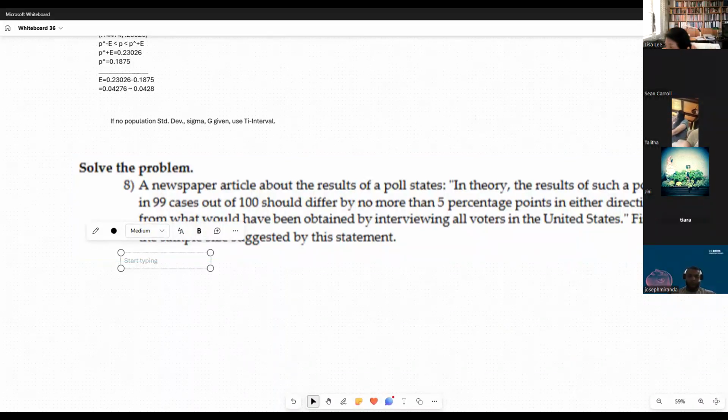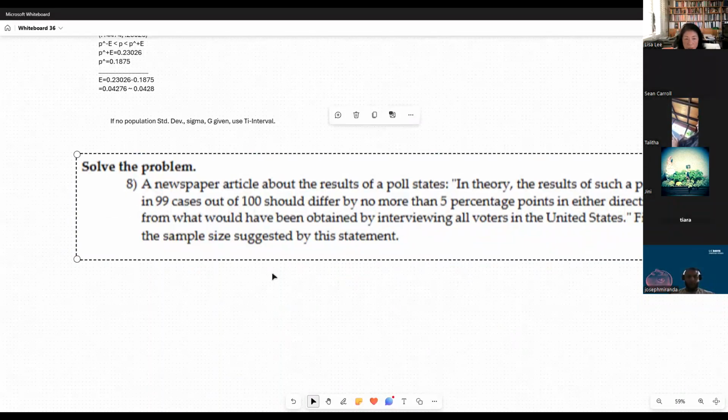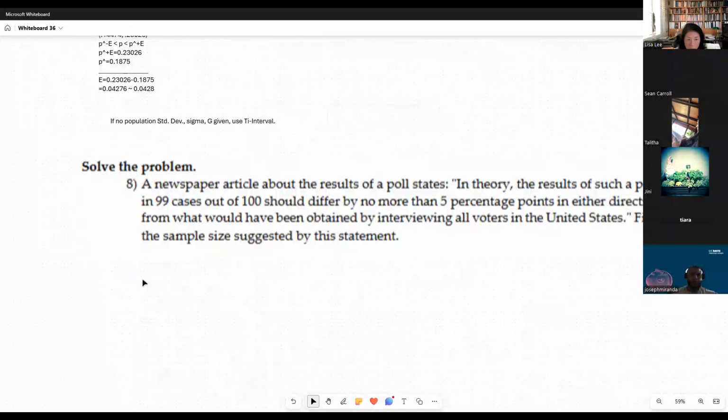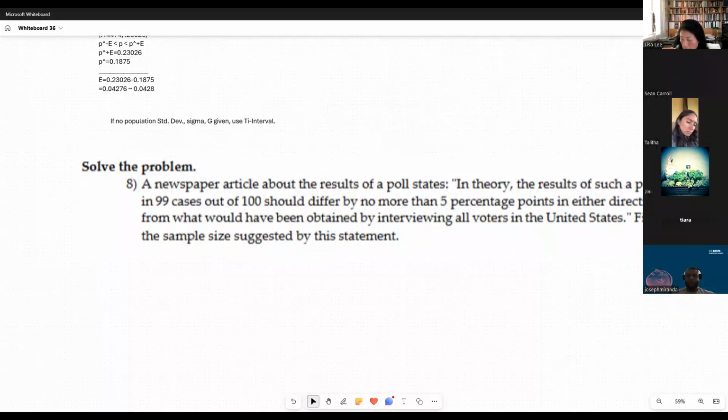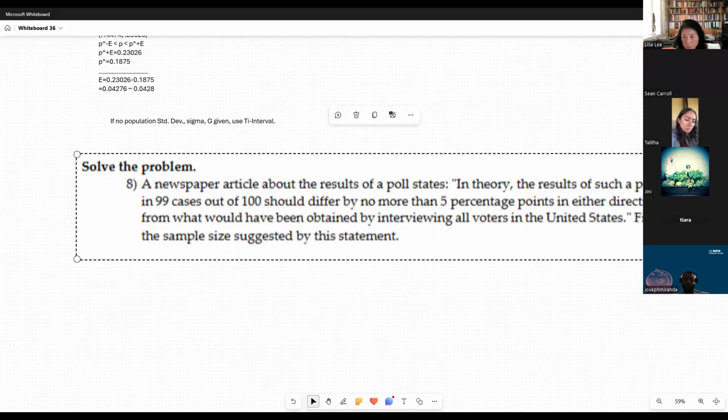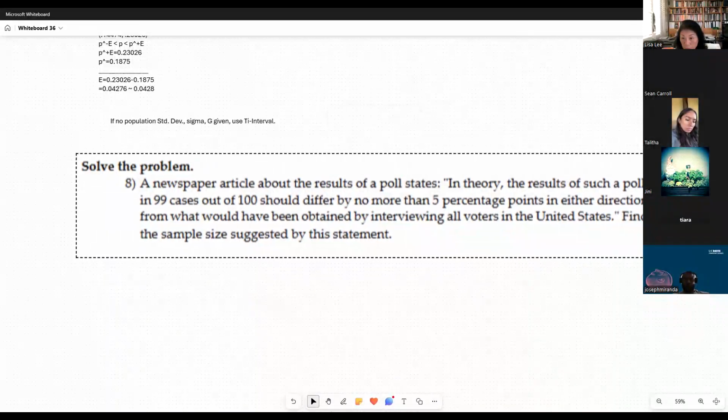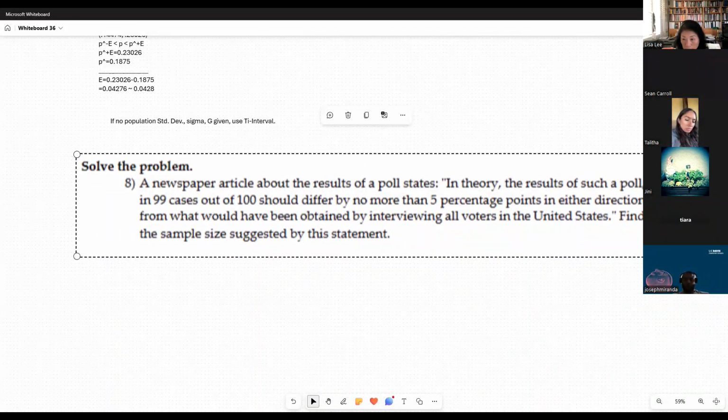So they ask us to find the sample size suggested by this statement here. When a problem asks you for the sample size, you need to use this specific formula, because the sample size formula is very unique. Unfortunately, our calculator didn't put this formula in. So this is one of the formulas you should prepare on your page of notes.